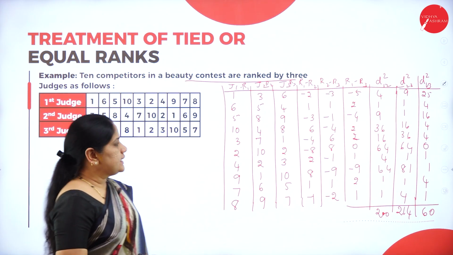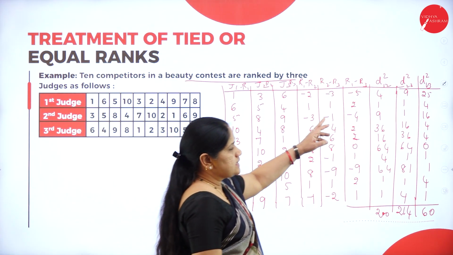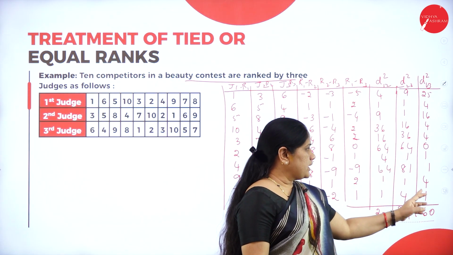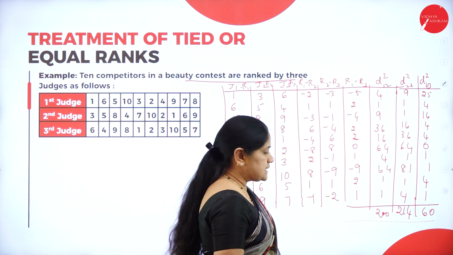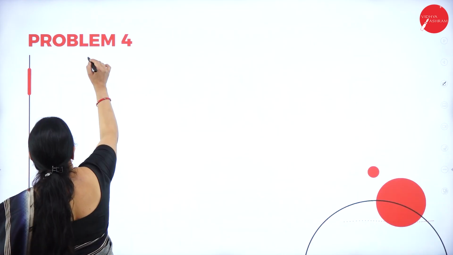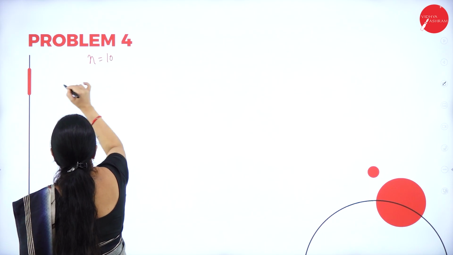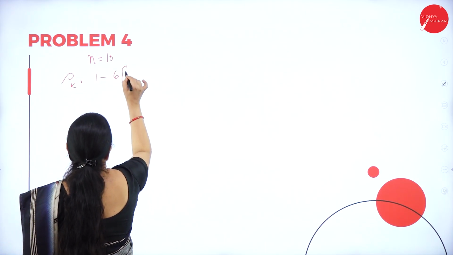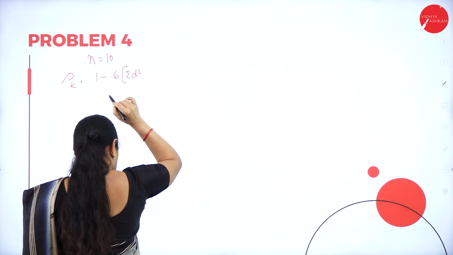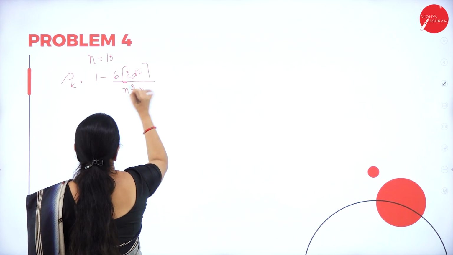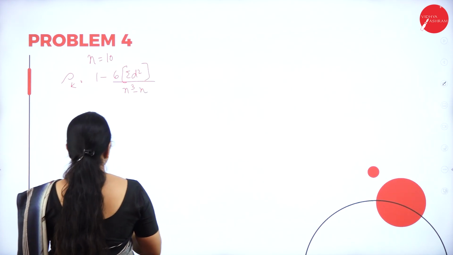So if you can see here in the table, I have the sigma d square 1 2 values as 200, 2 3 as 214 and 1 3 as 60. Now I make use of the formula. So here n equals 10. The Spearman's rank correlation will be 1 minus 6 sigma d square divided by n cube minus n.